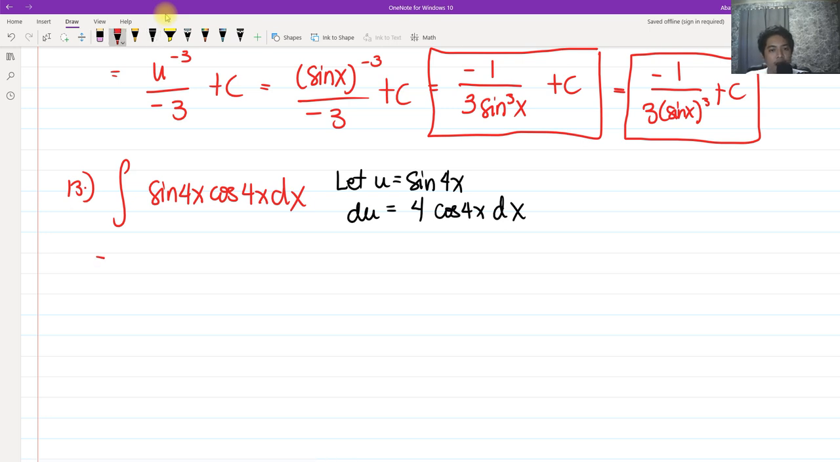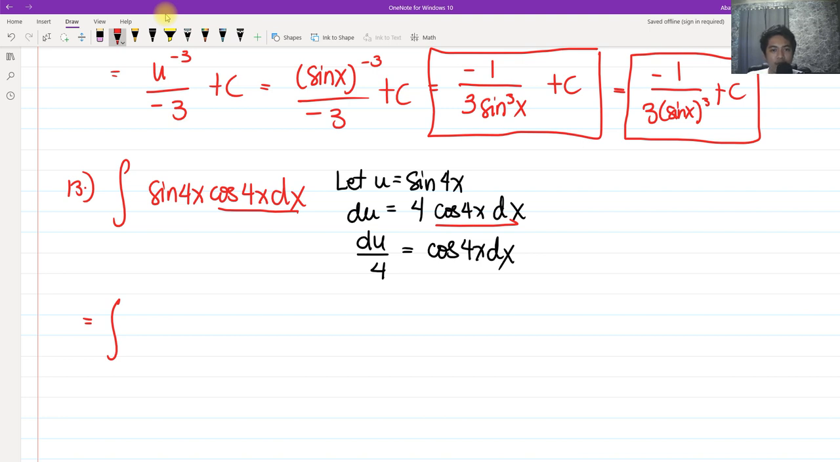So, how do we do that? We have cosine of 4x dx here in the integrand. So, we can isolate cosine 4x dx by dividing both sides by 4, like this. Okay? So that we have du all over 4 equals cosine 4x dx, so that without any problem, we can now substitute.